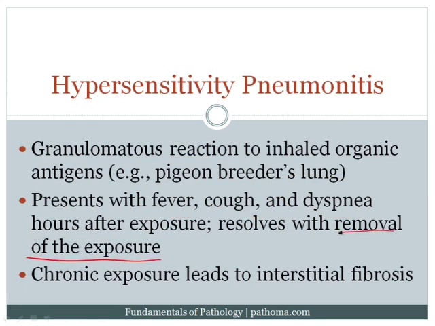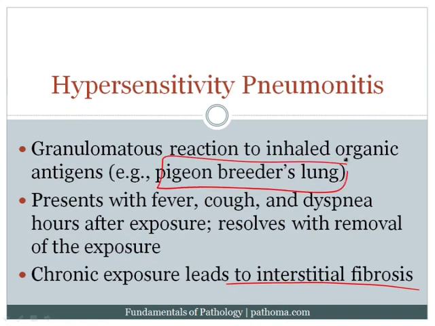Now, the initial consequence of being exposed is that the patient gets fever, cough, shortness of breath, and then they move away and they get better. However, if the patient is constantly exposed, then that would result in an interstitial fibrosis, and that's why we're talking about it in this particular section of your text. Now, some examples: pigeon breeder's lung, if a patient is breeding pigeons, for example.